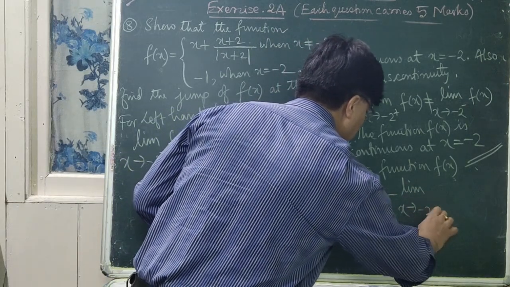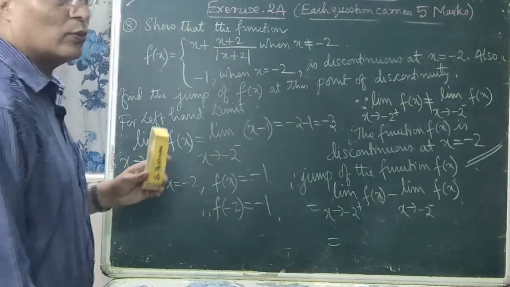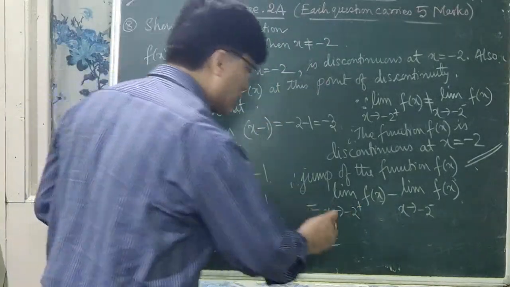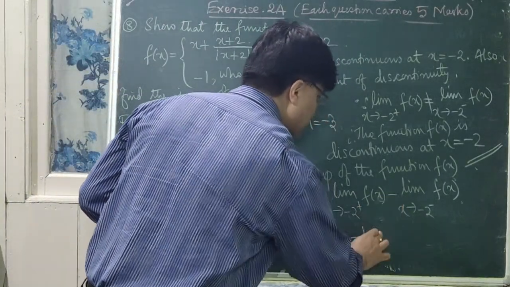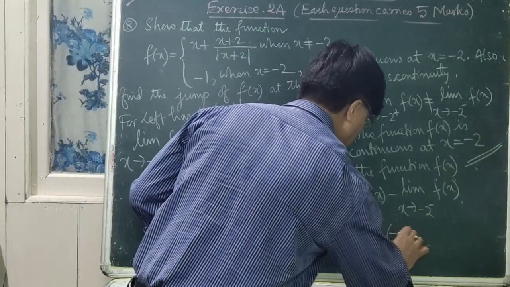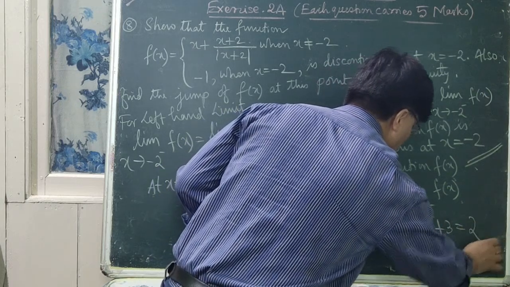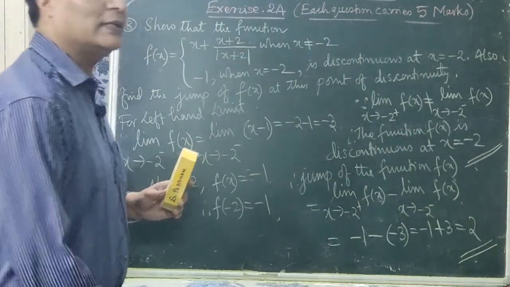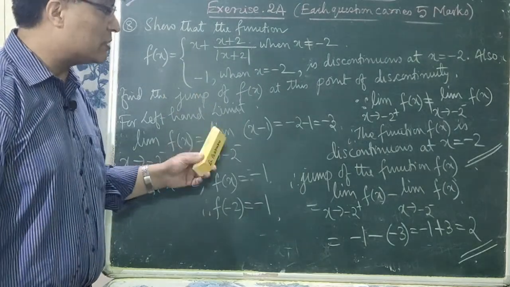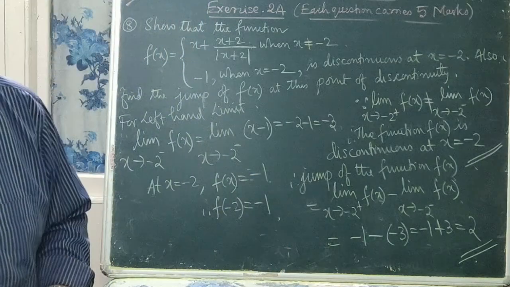x tends to minus 2 minus f of x. So which is equal to, what was the right hand limit? This minus 2 plus is the right hand limit, that was minus 1. Again the minus sign is there. What is the left hand limit? Left hand limit is minus 3. So which is equal to minus 1 plus 3, which is equal to 2. 2 is the answer. So what is the jump of the function f of x at this point of discontinuity? So which is equal to 2. So that is the answer.